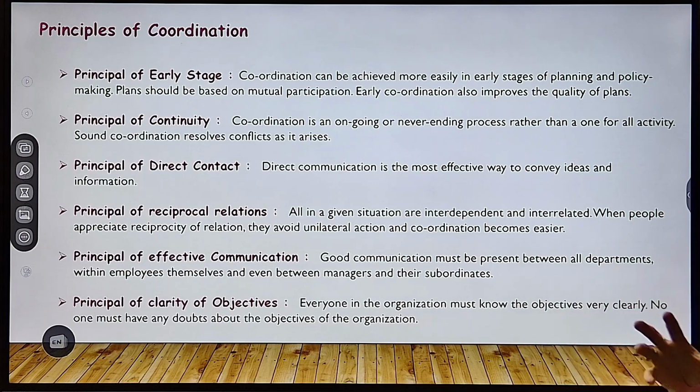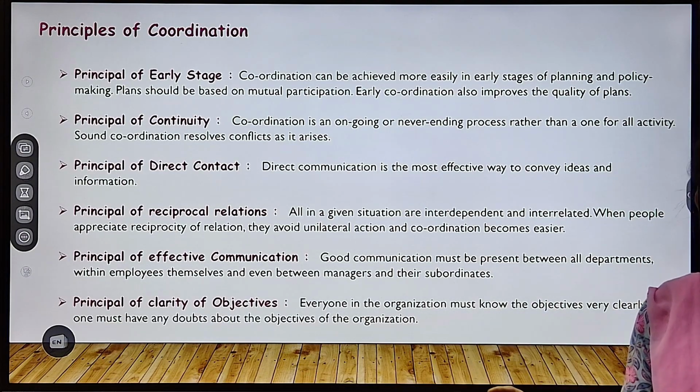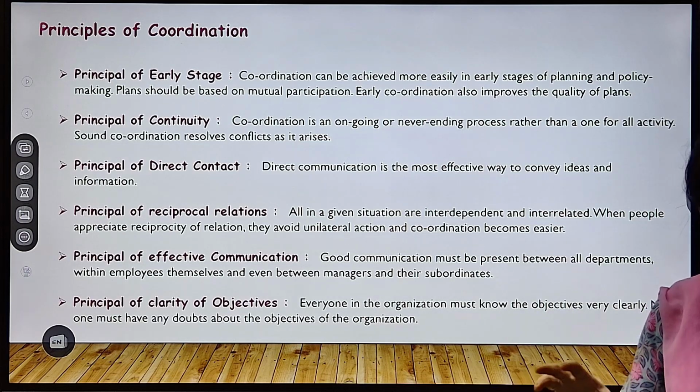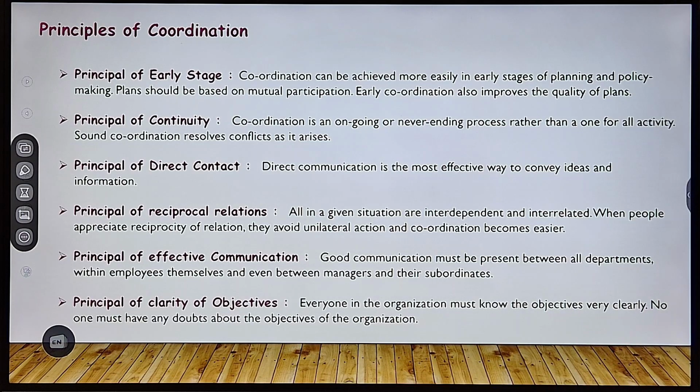So when coordination is done, if the activities are coordinated properly, then it will have a rippling effect, or it will affect the other members also. So coordination should be done properly. It affects everyone. All in a given situation are interdependent and interrelated. When people appreciate reciprocity of relation, they avoid unilateral action and coordination becomes easier. Unilateral action means in one direction, right?